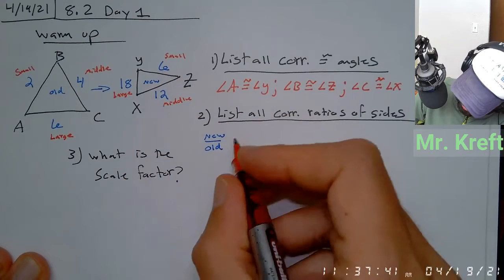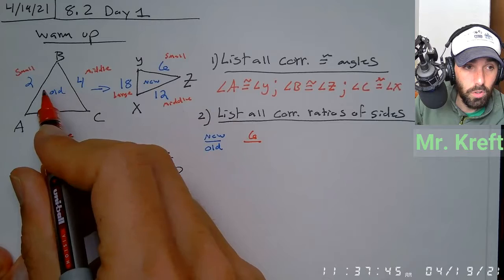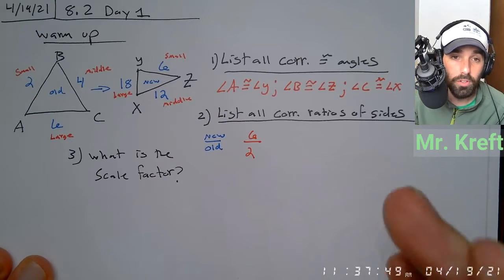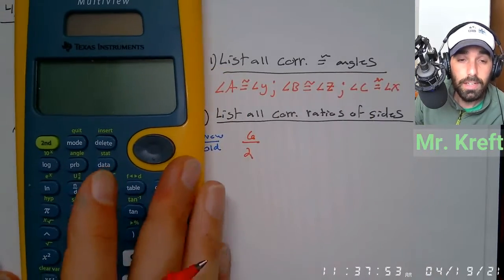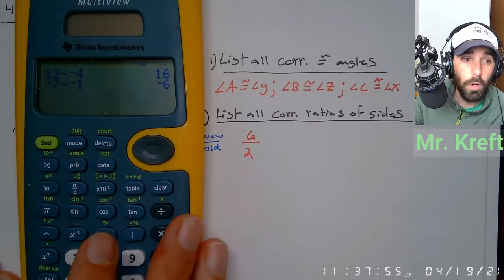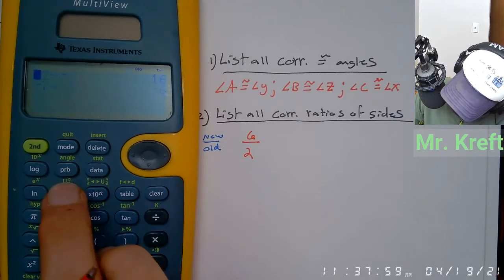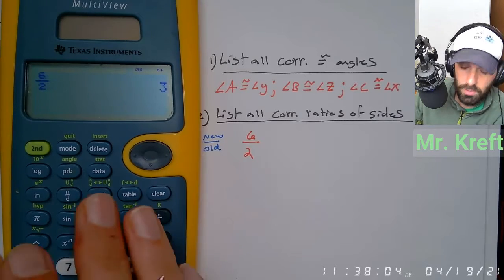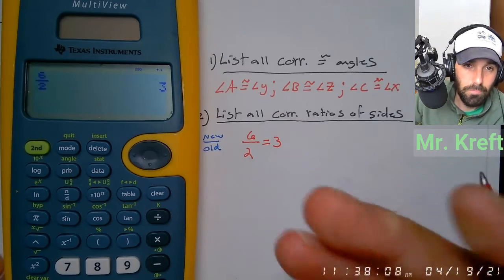Let's start with the smallest side. My smallest is 6, and if I put that over this one, that's 2. We always want to reduce. Remember, if you're not good with reducing fractions, a Desmos calculator or a physical calculator will do that for you. For example, if I type 6 over 2 on Desmos or this calculator, it will tell me this is the same as 3.